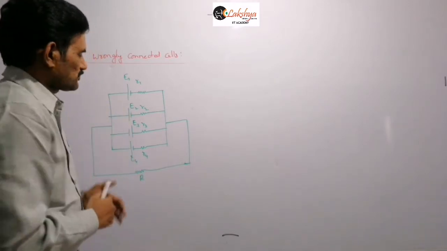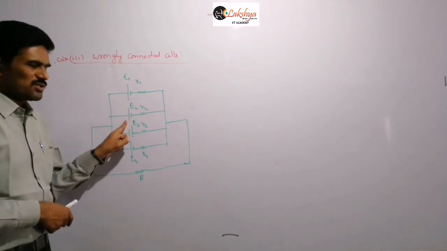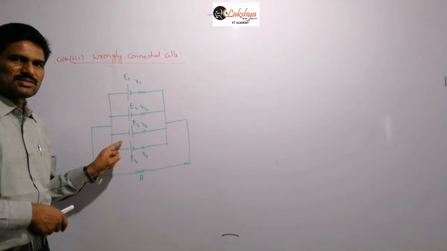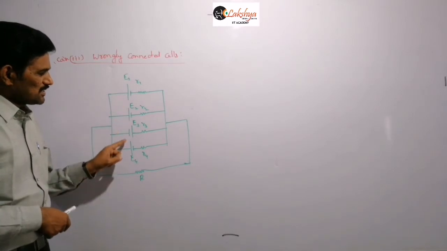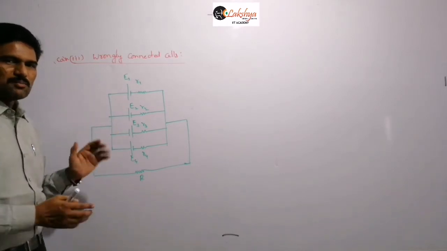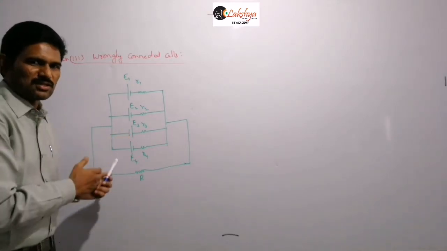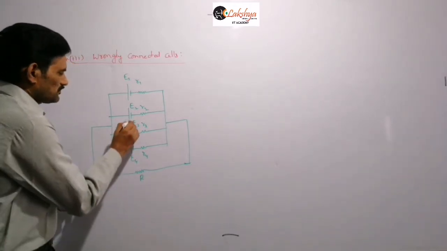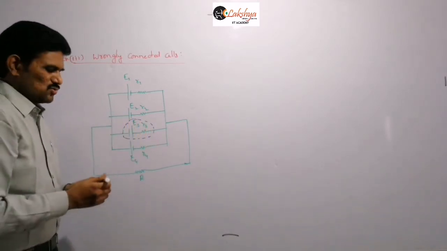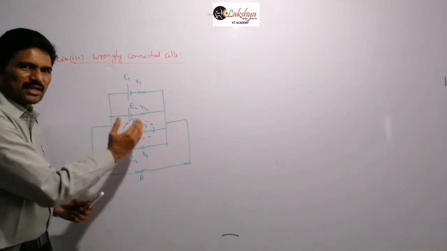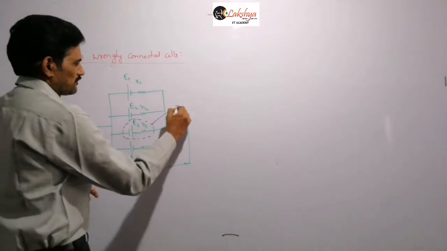But here, if you observe, this is the positive terminal of E1 and this is the positive terminal of E2, but this is the negative terminal of E3, right? And this is a positive terminal of E4. That means for these three cells, the positive terminal will be on this side. But by mistake, knowingly or unknowingly, we are connecting this negative terminal to this side. So this cell is wrongly connected. Instead of connecting the positive terminal to this side, we are connecting a negative terminal here.